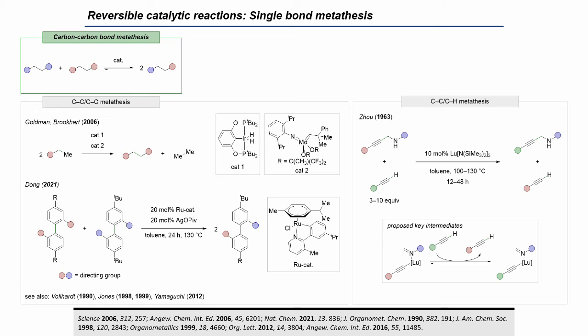The lanthanide catalyst is proposed to deprotonate the secondary amine and facilitate a beta-alkenyl elimination to form this proposed key intermediate depicted here. The alkynyl ligand can then undergo an exchange and insertion of the alkynyl moiety across the imine, and ligand exchange releases the desired product.